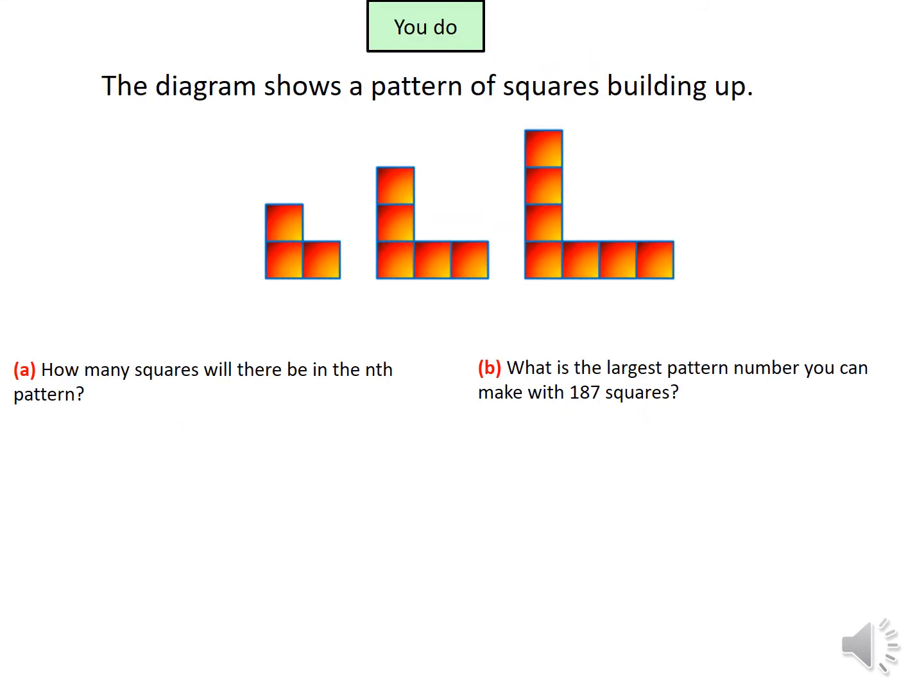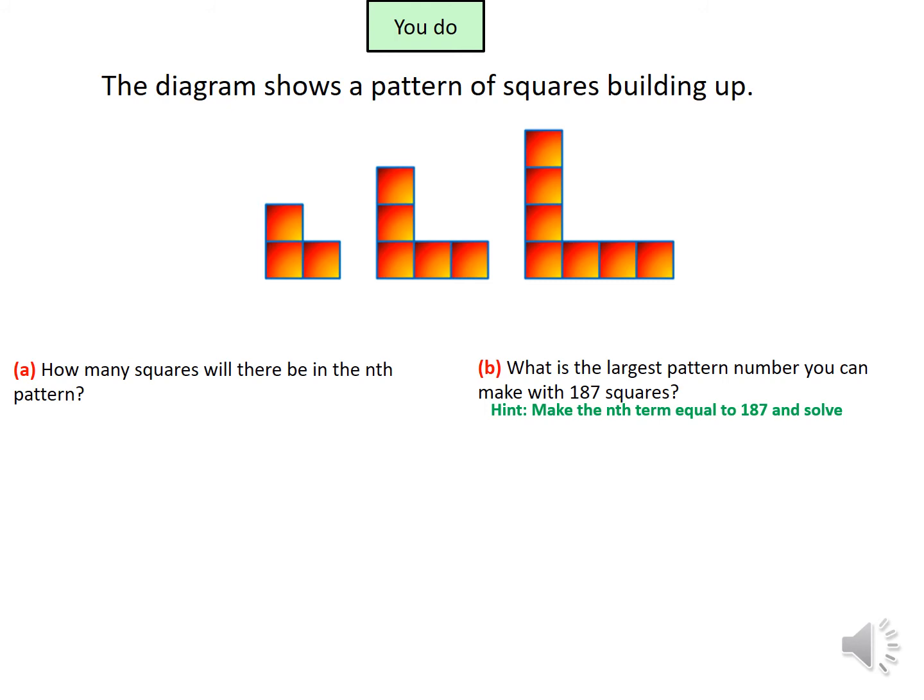Okay, so I would like you to have a go at the following question. Find out how many squares there will be in the n-term pattern, and find out what is the largest pattern number you can make with 187 squares. I shall give you a hint also. Make the n-term equal to 187 and try to solve it. I will go through the answers after you have attempted the question.